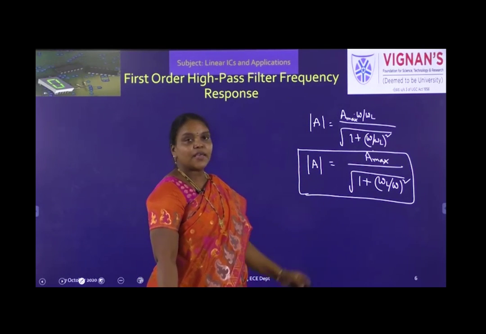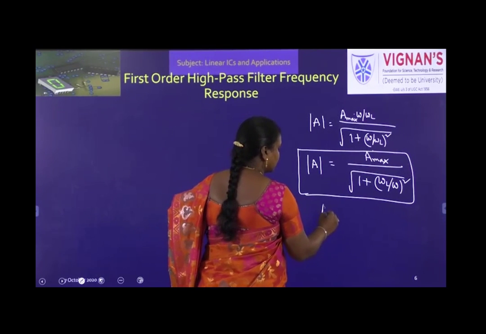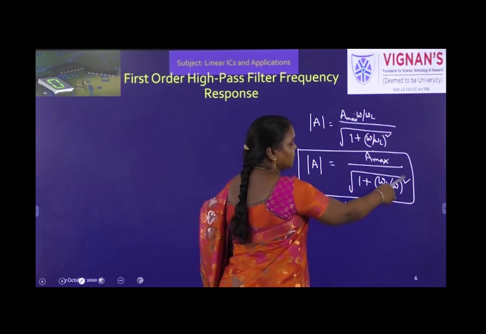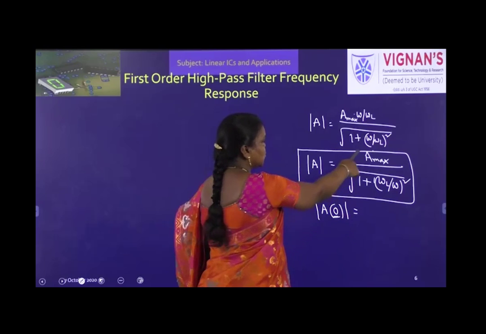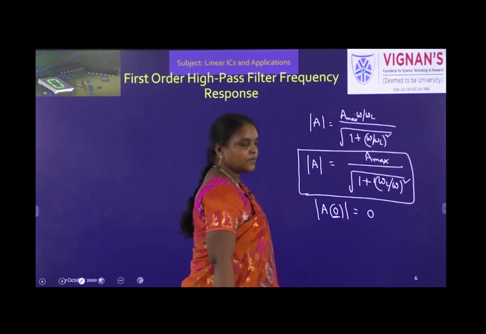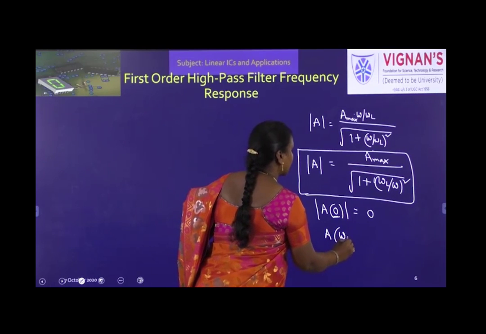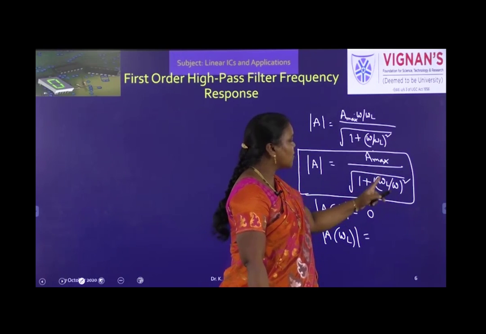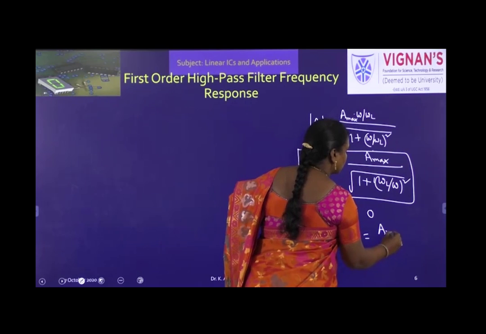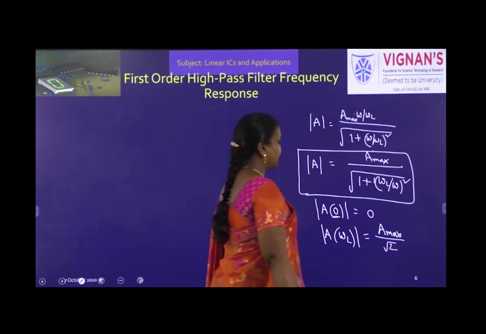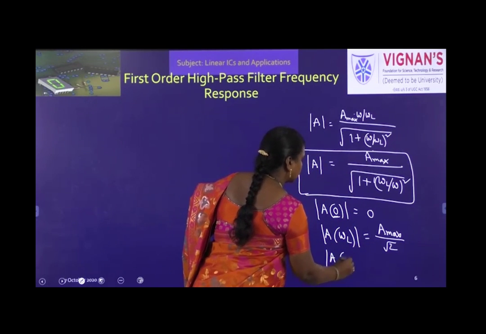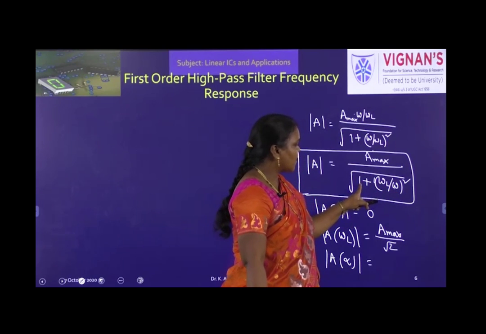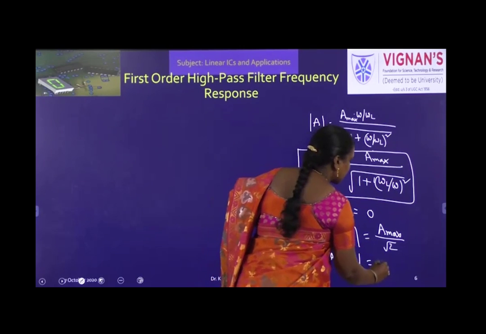Now, see, at omega equal to 0, that is at 0 frequency, what is the gain? If I substitute 0 here, something by 0 means the denominator becomes infinite. So, A max by infinite means you will have 0 gain. Next, the gain at cutoff frequency omega L. So how much will be the gain? At omega equal to omega L, this term becomes 1. So square root of 2, 1 plus 1. So A max by root 2. Right? And at omega equal to infinite, what is the gain? When omega is infinity, this term becomes 0. So 1 plus 0 means 1. The denominator is 1, so the gain becomes A max.